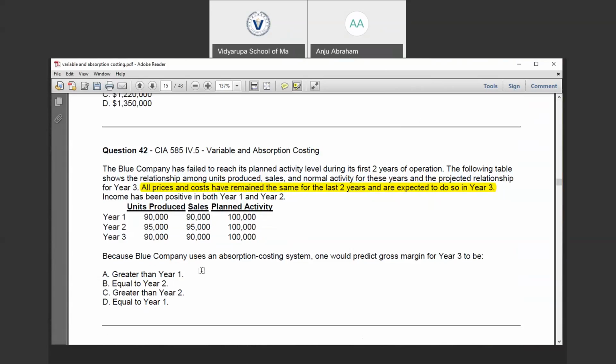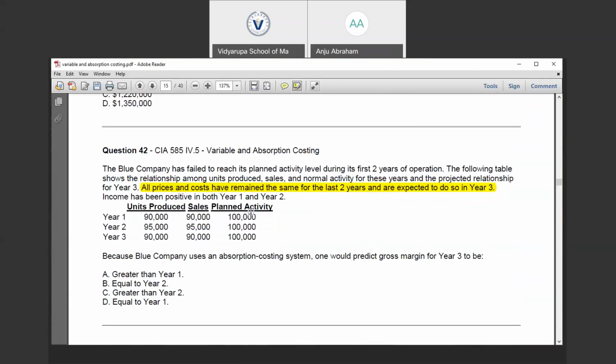We are not asked about the income under absorption costing and income under variable costing, but we need to predict what would be the gross margin for year 3 based on this data provided. All prices and costs have remained the same for the last 2 years and are expected to do so in year 3. So the cost and price in year 1 and year 2 are the same, and likewise in year 3 it would be the same. So what would be the gross margin for year 3? Because price and cost data are the same, is it greater than year 1, equal to year 2, greater than year 2, or equal to year 1?